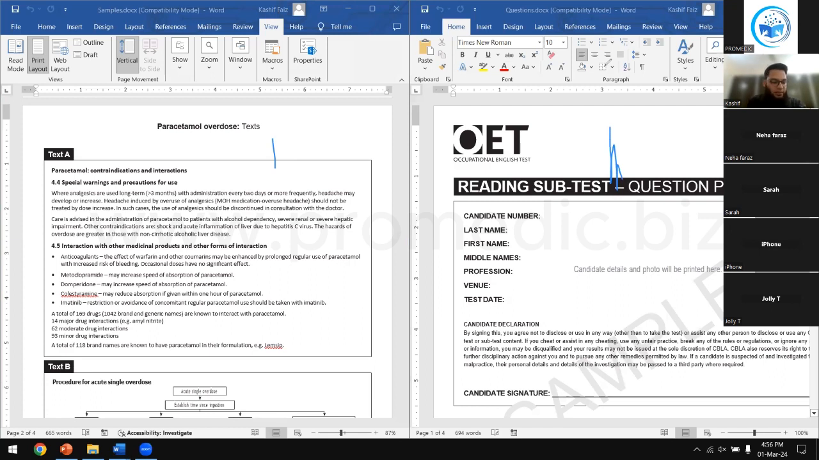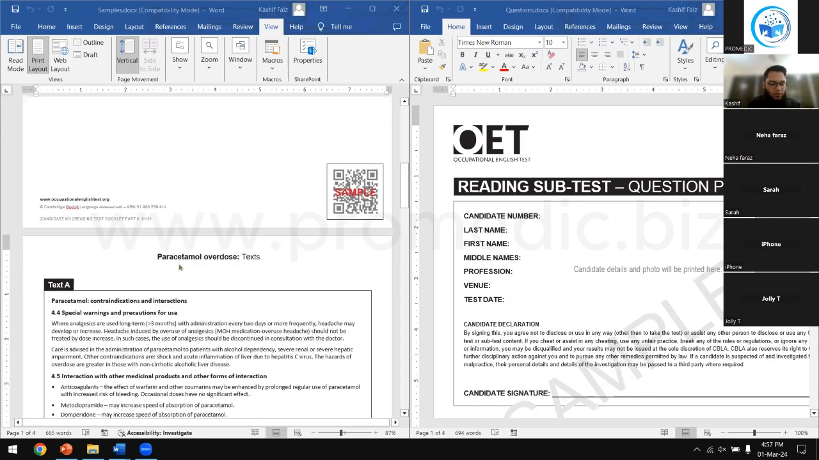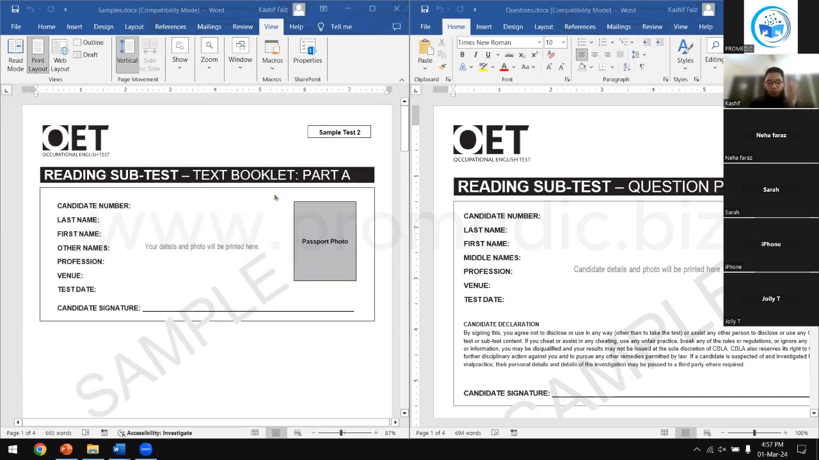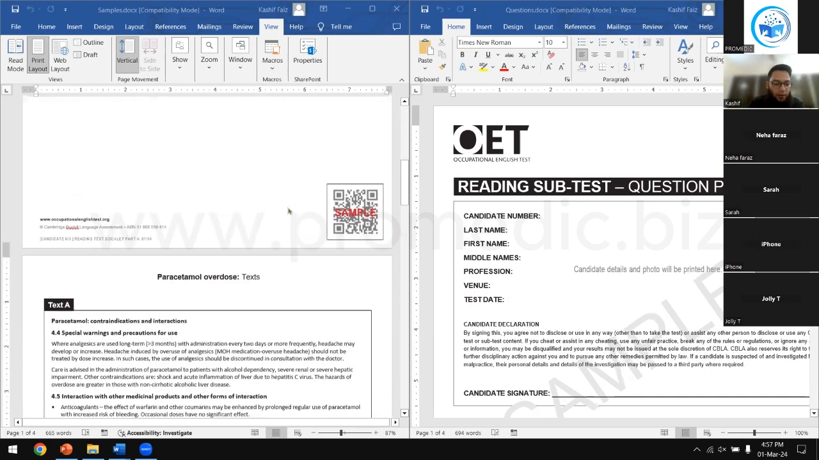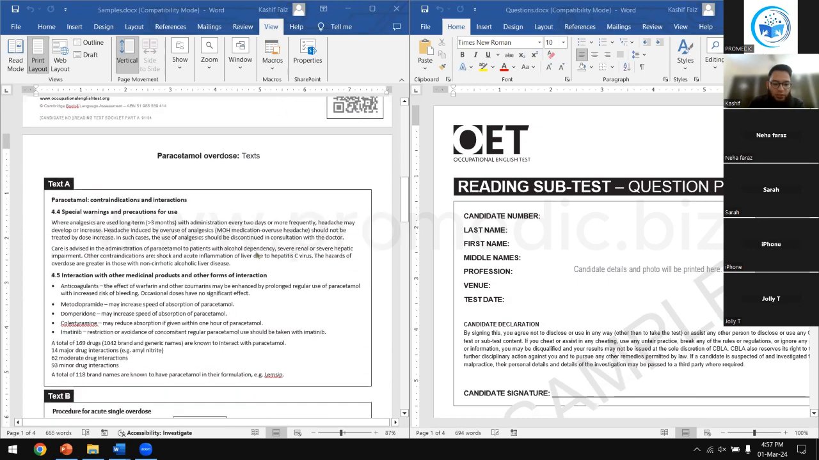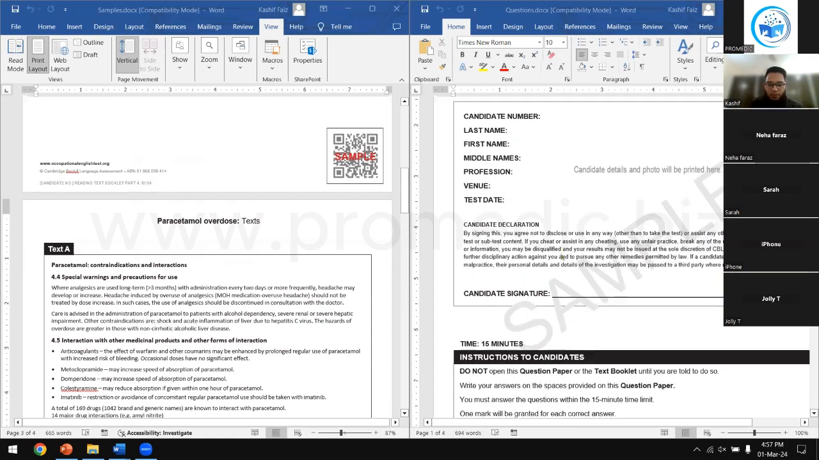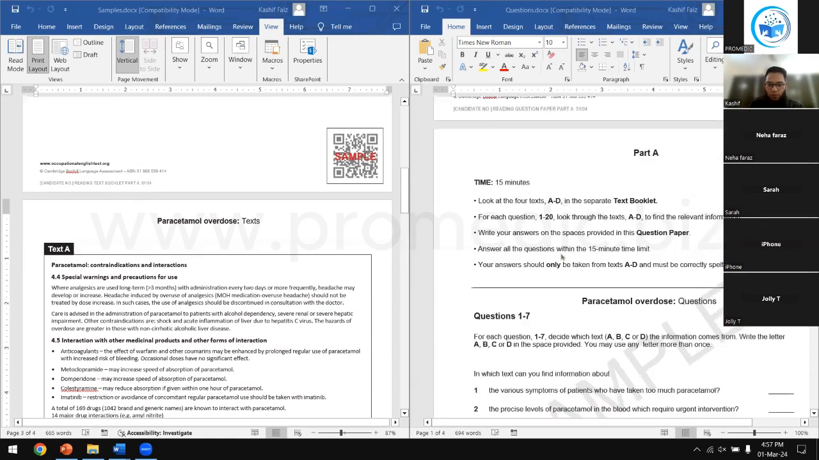As I said, the reading part is 40 minutes. What I will try to do is make sure that you guys have a taste of the exam. So see, this is the textbook part A. Generally speaking, how much time do you have? You have 15 minutes. And this is question one.